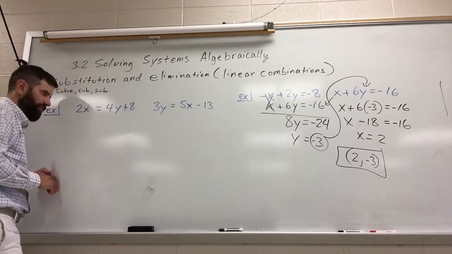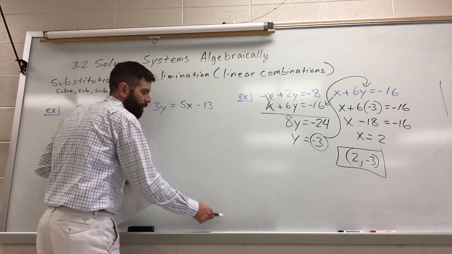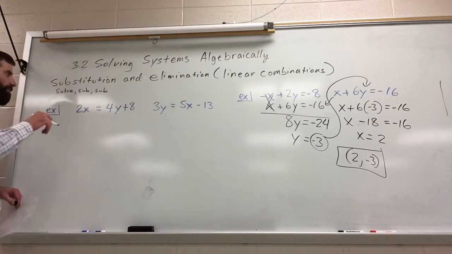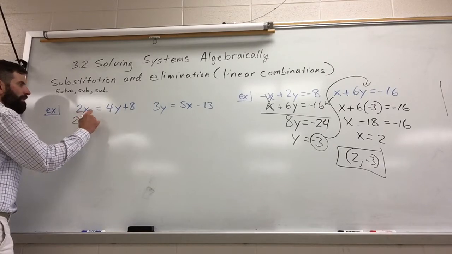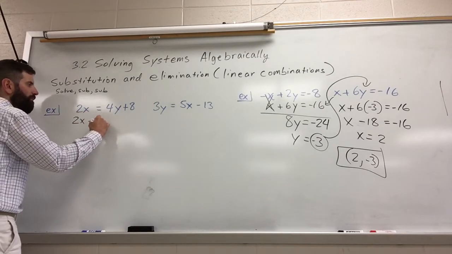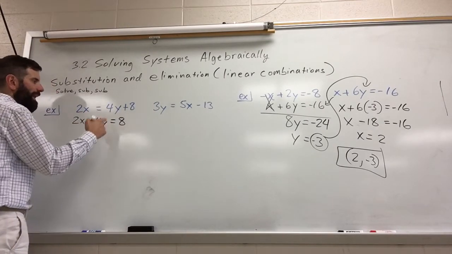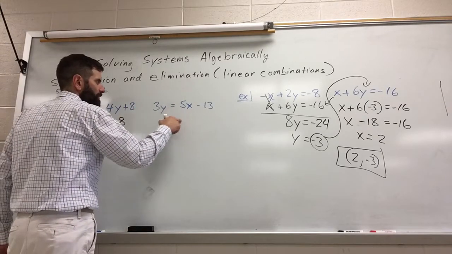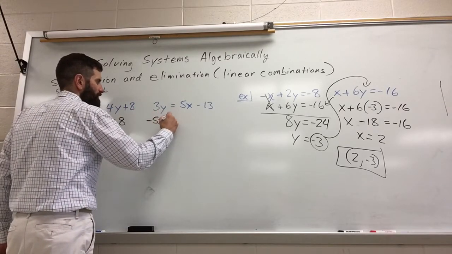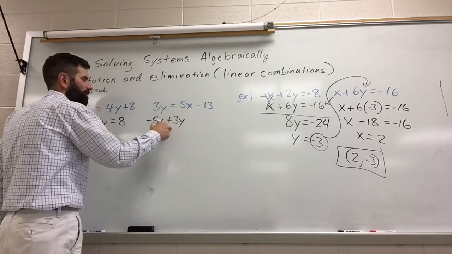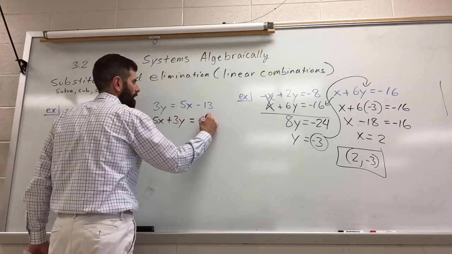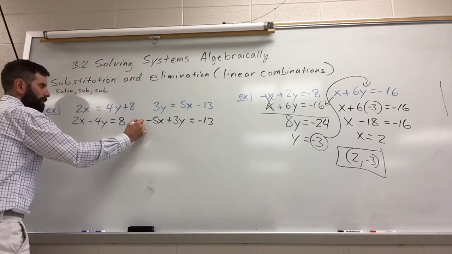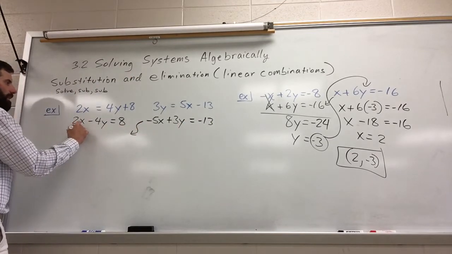First things first, are these both written in standard form? Not at all. So I'm going to do that. I'm going to rewrite this as 2x. I'm going to subtract the 4y over. Now I'm in standard form. I'm going to subtract this 5x over, put it in front of the y. Now I'm in standard form, and I write one underneath the other.